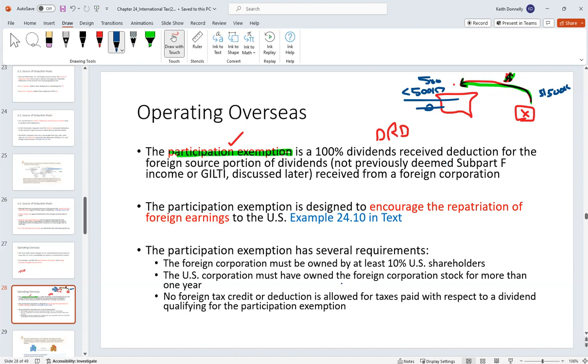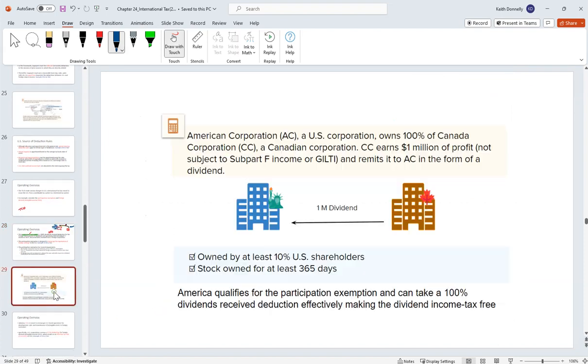Now there are requirements for this participation exemption. You can read through them there. The foreign corporation, that X, has to be owned by at least 10% US shareholders. They must have owned the stock in X for more than 1 year, and you're not going to get any foreign tax credit or deduction associated with taxes paid with respect to a dividend that qualifies for the participation exemption.